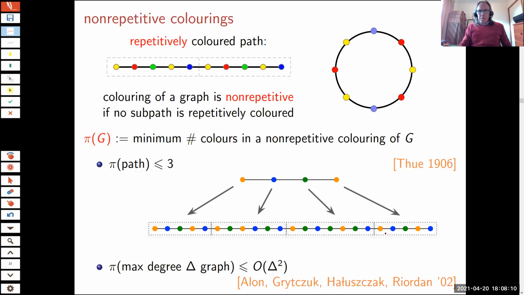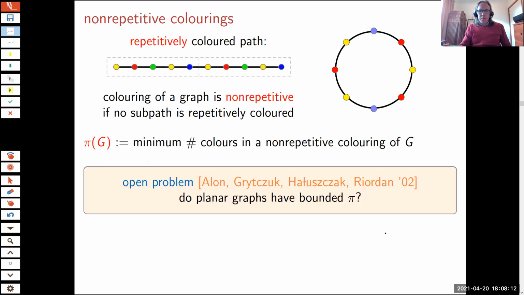Now, in this original paper of Alon et al., the main open problem that they left was, do planar graphs have bounded pi? And this was recognized as the most important problem in the field for close to 20 years. And the short answer is, the answer is yes. And product structure theory answers this question in a very easy way.